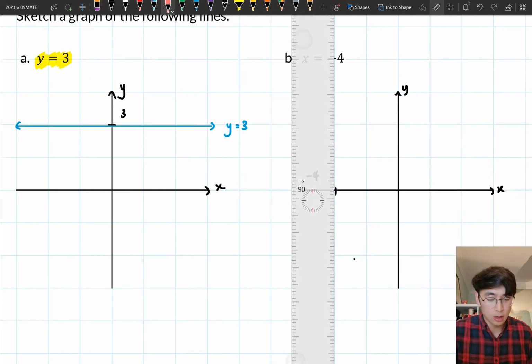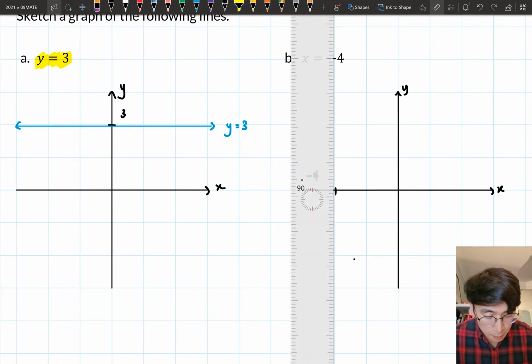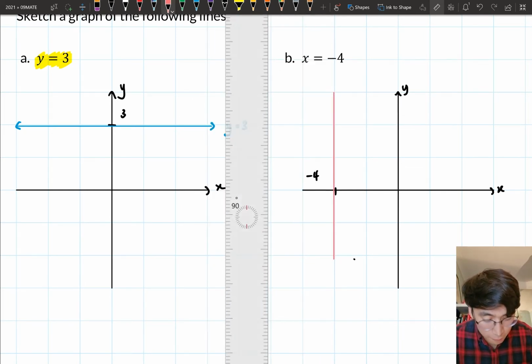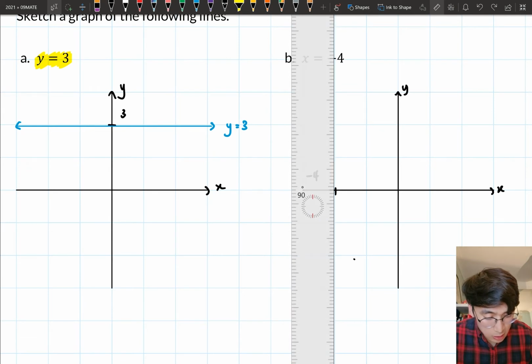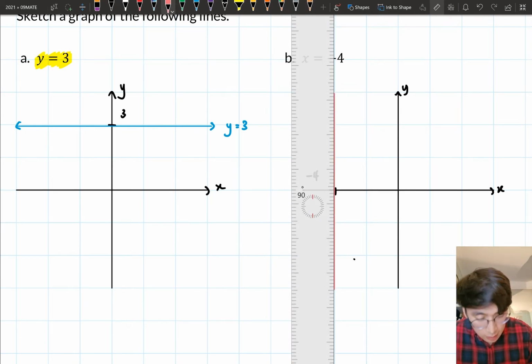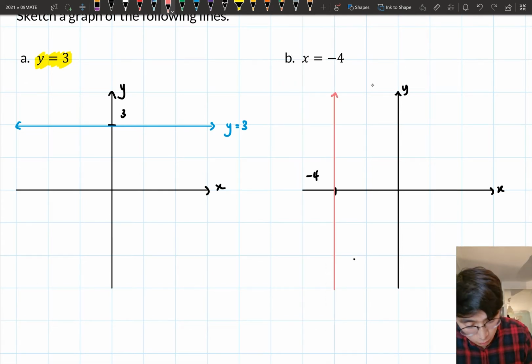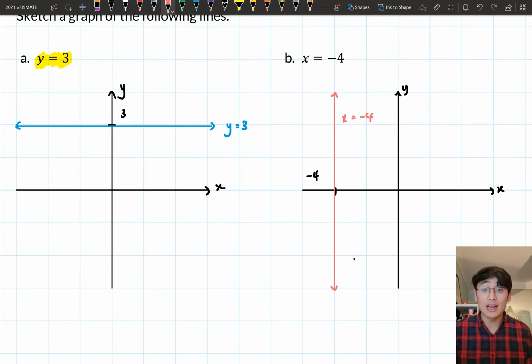So here, there we go. And you can tell that I'm very good at hitting the mark there. Let me try that again. Yeah, there we go. A little bit better. So this is how we draw x is equal to -4.